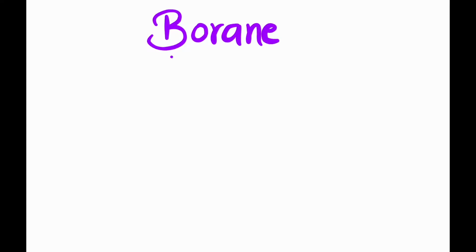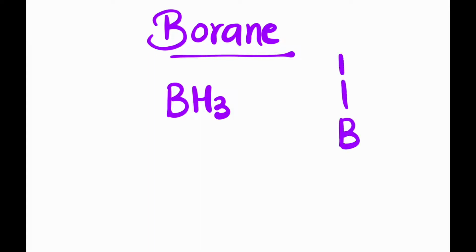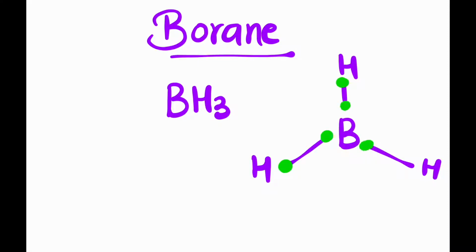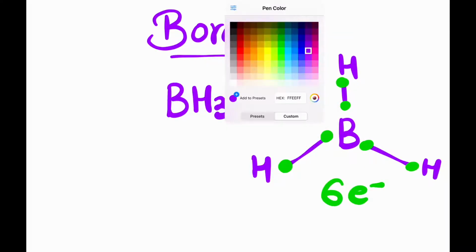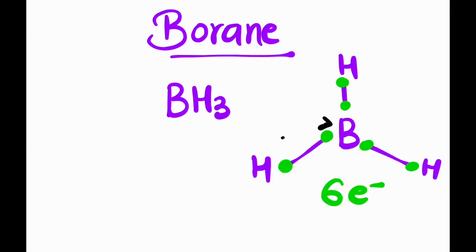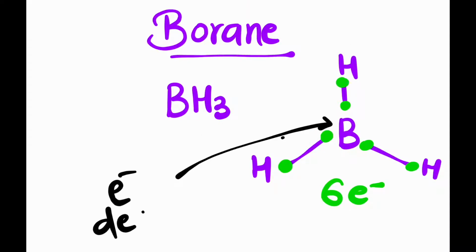Hello everyone. Today we'll discuss the chemistry of borane. That is borane. Its molecular formula is BH3 and we can see there are 3 hydrogens attached to the boron. So the total electrons is 6 and hence we can say boron here is electron deficient.